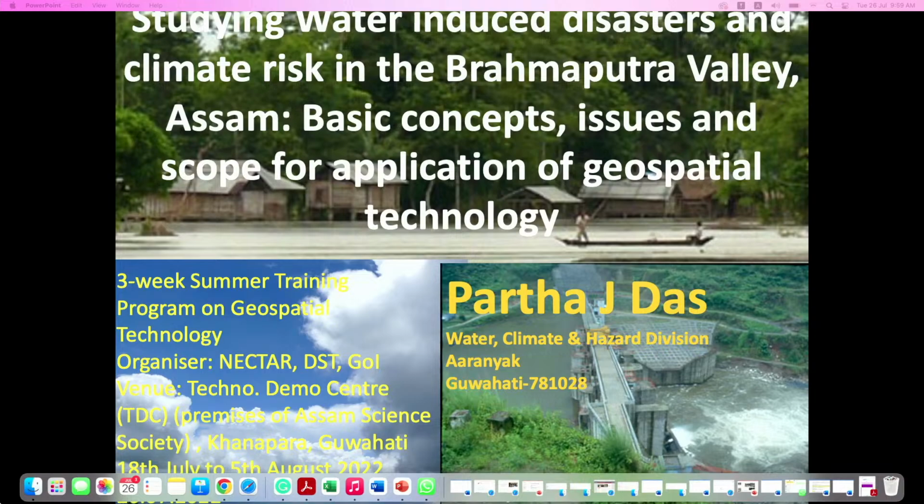Aranyak has a full-fledged geospatial lab. We call it GITA, Geospatial Technology Application Division. Arup is the manager. So there are many, many aspects of environment that we work on. For example, forestry is a big area, wildlife conservation is a big area, livelihoods, and then the whole gamut of disaster management, climate change, and all that.